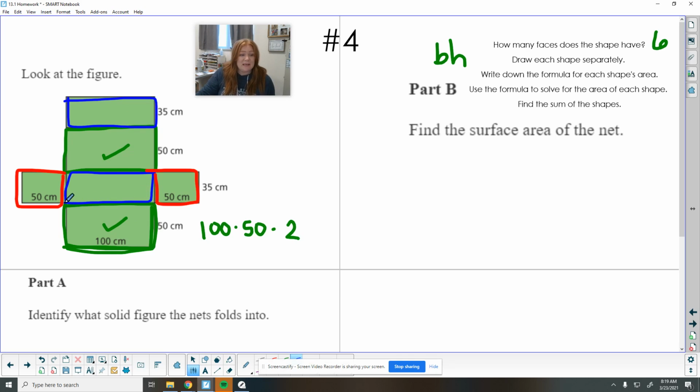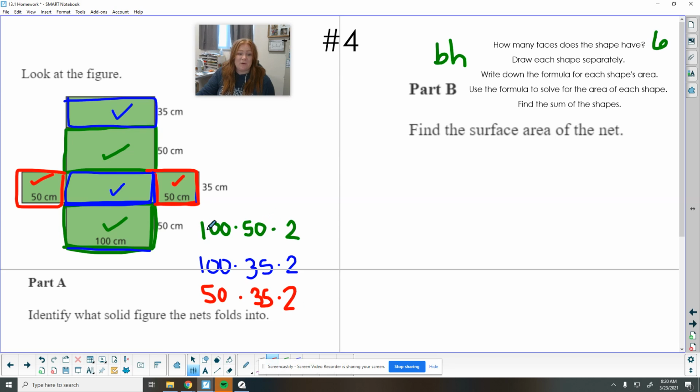So let's look at the blue piece. There's not a measurement on this line, but I can see this line is the same as this one, so we're doing 100. And now we need to find this piece here. It's not listed right here, so let's look over, and here it is, 35. But we've got the front and the back, so we really have 2 of those. And then our sides here is 50 by 35, and I have 2 of those.